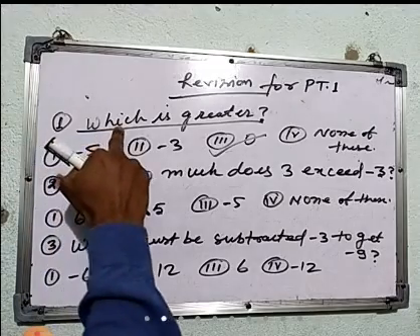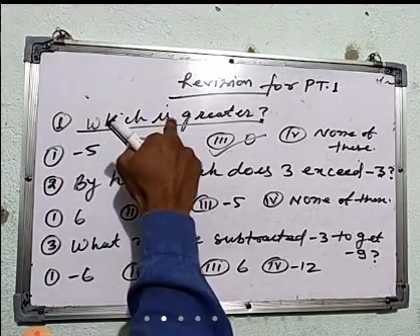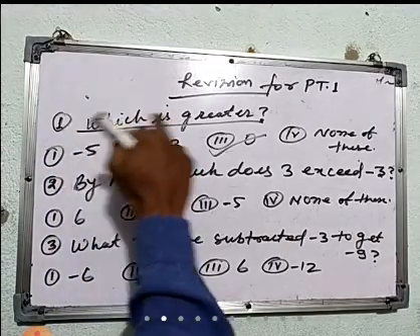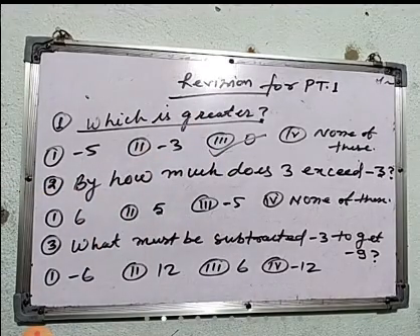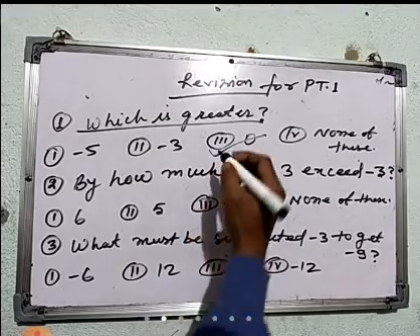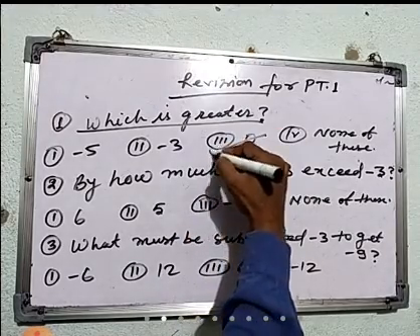This question is also, you write which of the following numbers is greater. So here you see zero is greater.